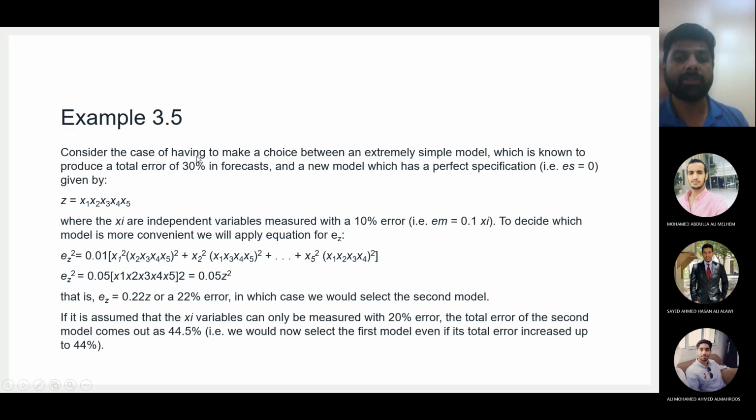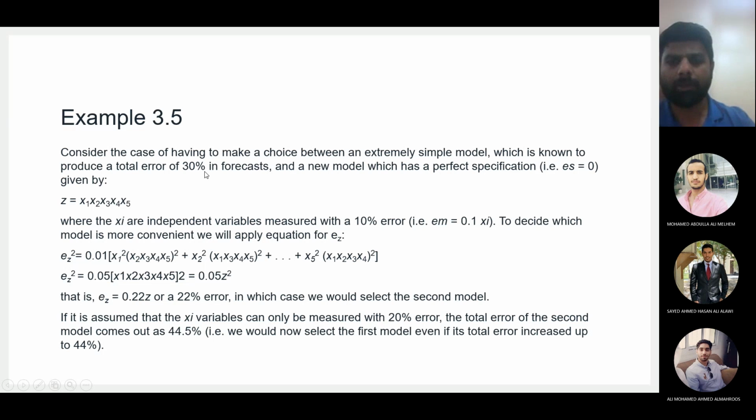Okay, 30% is overall. Or should I go for the equation which is more complicated and which has specification error 0? If they had given me the overall error for this equation as well, then it would have been easy for me. So I need an equation for overall error, or I need the value of overall error with this equation. What will be the value of overall error with this equation? For the previous equation, it is 30%. What is the value for this equation?